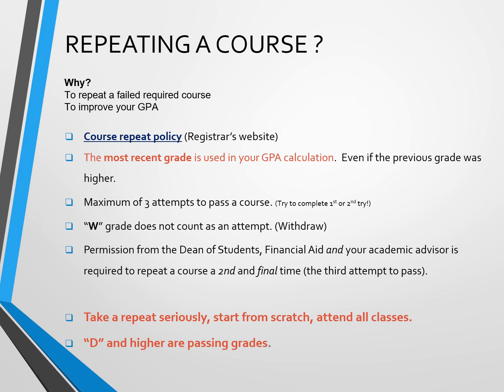Classes may be repeated for a higher grade. The most recent grade is used in your GPA calculation, and the prior grade is no longer factored in. For example, if you repeat a course that you earned a D grade, but earned an F the second time, it's the F that counts. You cannot go back to the previous grade.